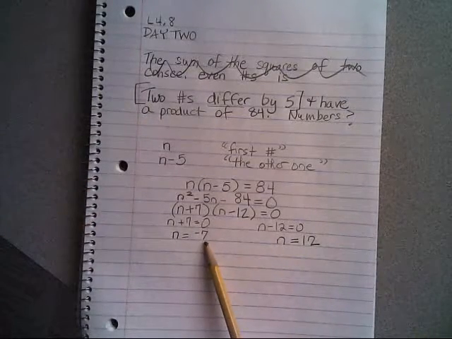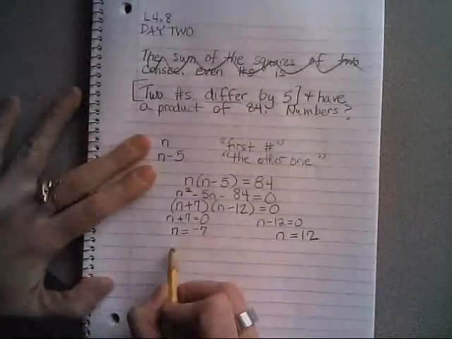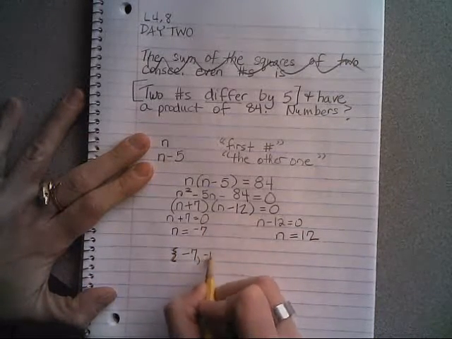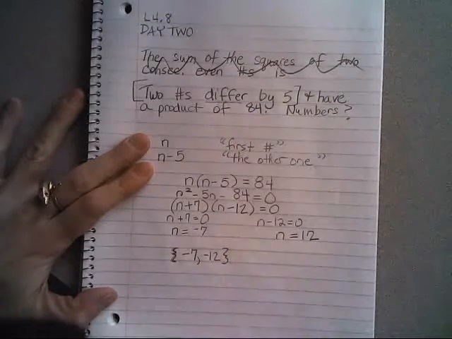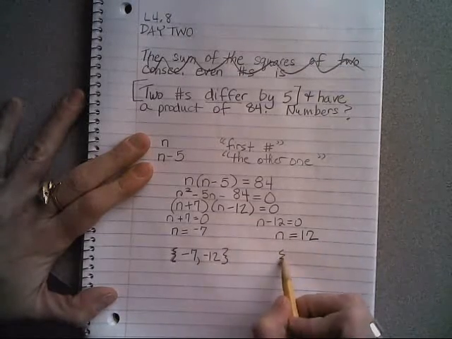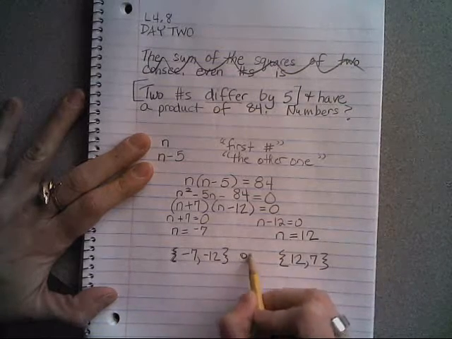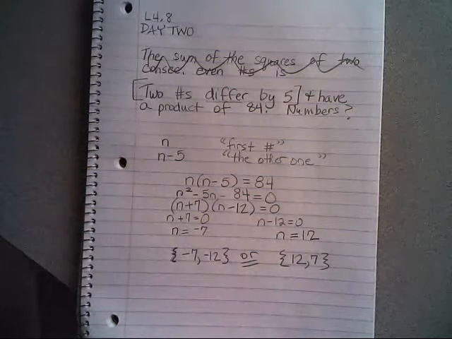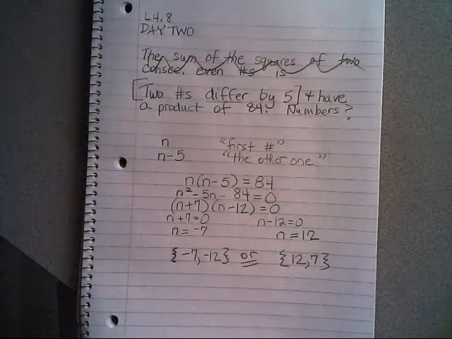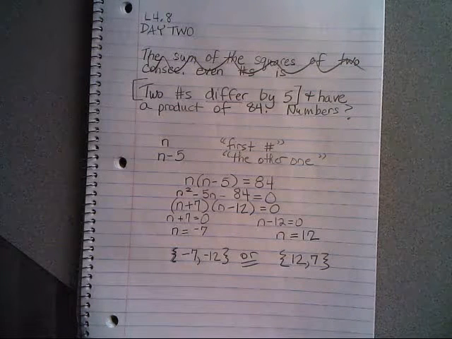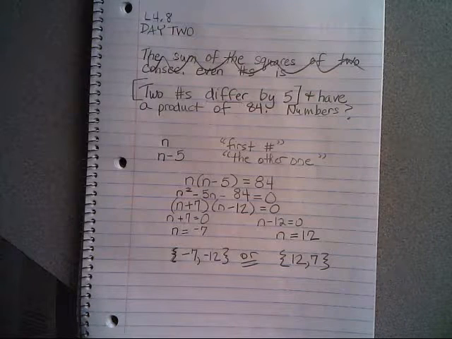So if I have a -7 and I subtract 5 from it, I have a -12, right? And if I have 12 and I subtract 5 from it, it's 7. Those are the two sets of numbers that differ by 5 and have a product of 84. Okay?